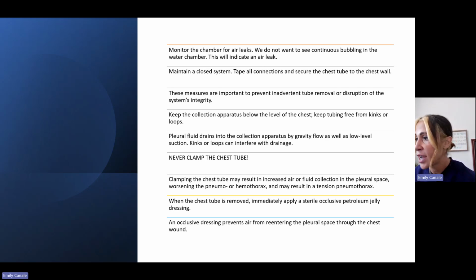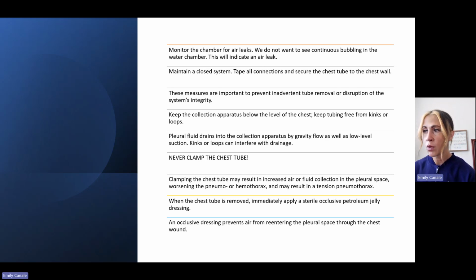So never clamp the chest tube ever, because that could cause a lot of problems. We never clamp it. We always maintain a closed system here because it's sterile. We don't want to introduce infection. You always keep it also below, like a Foley, below the level of the chest. You want to keep the tubing free of kinks. We don't want to cause a blockage. If they're sitting on the tubing, then it's not going to drain out. So if you were to clamp it, then you could worsen the pneumo. The whole point of it is to keep it open so we're getting the air or the bleeding out.